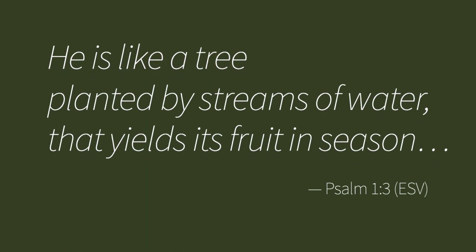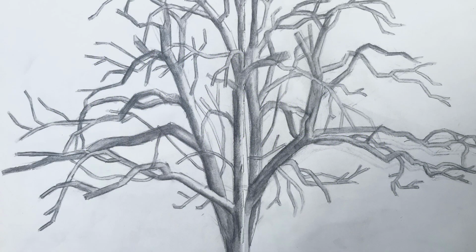Psalm 1:3 tells us that the person who meditates on the law of the Lord is like a tree planted by streams of water that yields its fruit in its season and its leaf does not wither. In all that he does, he prospers. Today, we're going to learn how to draw the structure of a tree, just focusing on the branches, which is foundational to understanding any tree and even how the leaves sit on top of it.